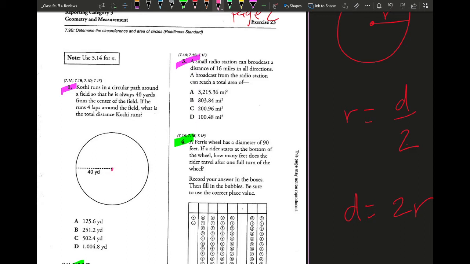So again, we need to find, it says, if he runs 4 laps, that's another thing that we need to know at the end, right? What is the total distance that he ran? Again, we're gonna find the circumference, C equals pi d. In this case, my radius is 40. So my diameter must be how much?